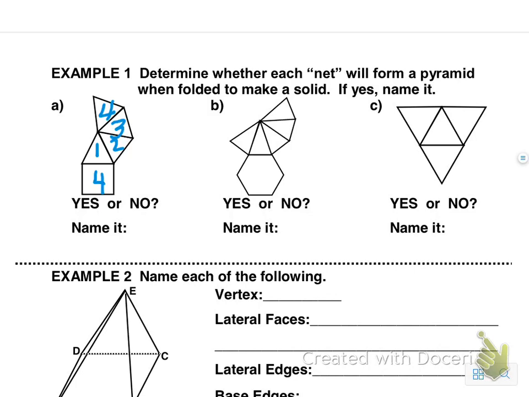Okay, coming back to this one, hopefully you pushed pause a while ago. If not, go ahead and push pause now to go and answer those before you finish watching the video. For our first example, it is a pyramid because the number of sides to the base matches the number of lateral faces, and they want us to name it. Pyramids are named by their bases, so this is a square pyramid.